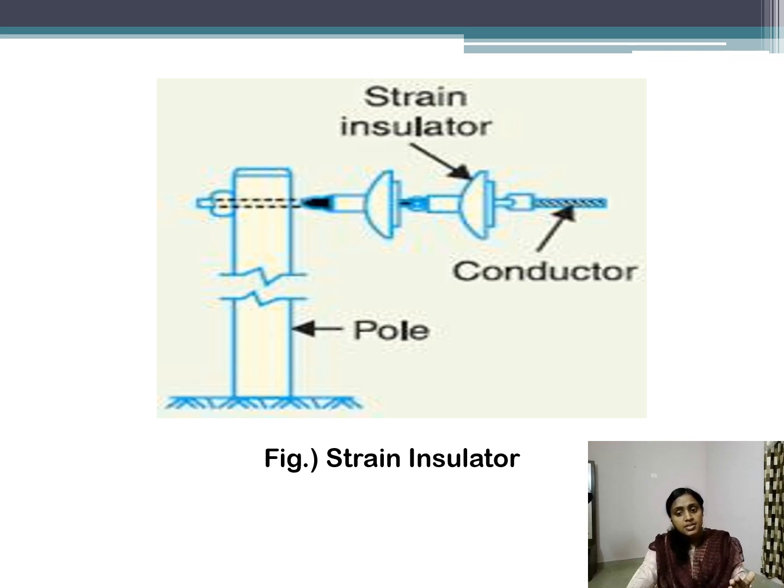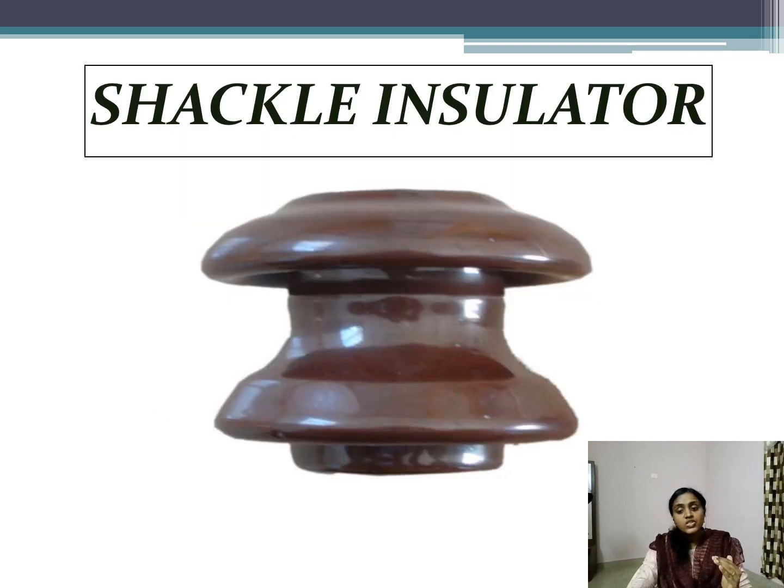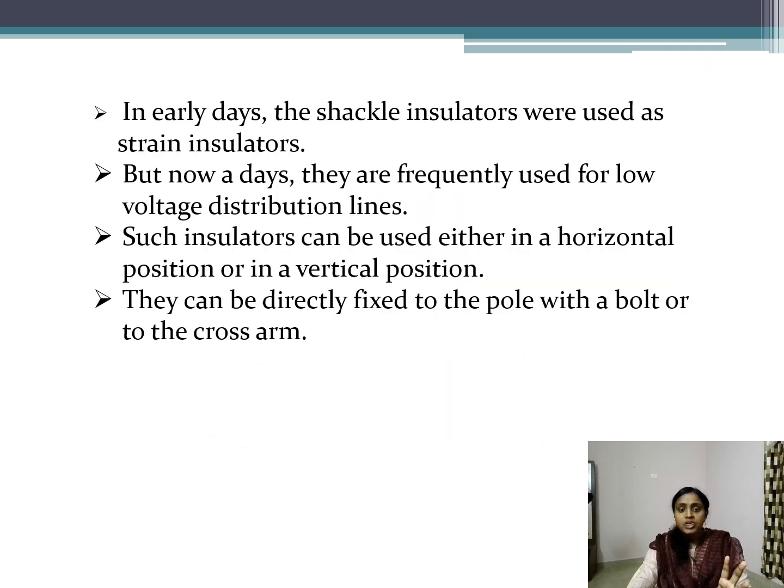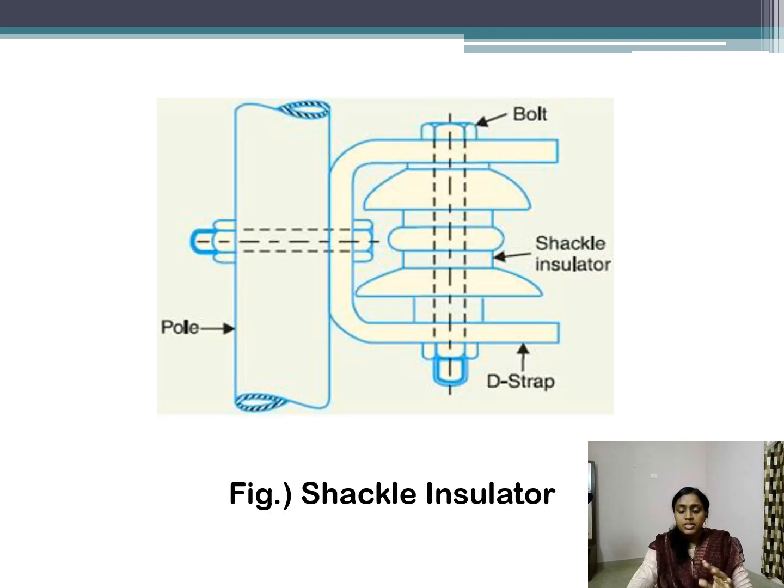Let's discuss about the last type of insulator, that is shackle insulator. So this is the picture of shackle insulator. So in early days, shackle insulators were used as strain insulators, but nowadays they are frequently used for low voltage distribution lines. Such insulators can be used either in a horizontal position or in vertical position. They can be directly fixed to the pole with a bolt or to the cross arm. So this is the schematic diagram of shackle insulators.